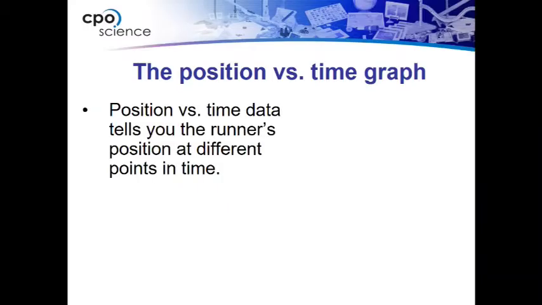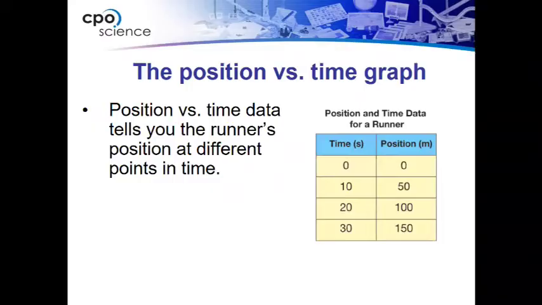Position versus time data tells you the runner's position at different points in time. Example here, on the graph, let's say this is the position time graph of the runner. At time zero, of course, the runner is still not moving. Wala pa. Zero pa lang yung kanyang time eh. At 10 seconds, the runner moves at 50 meters.